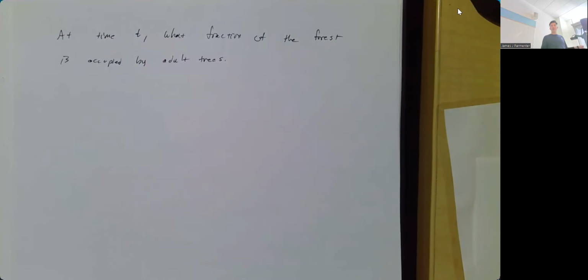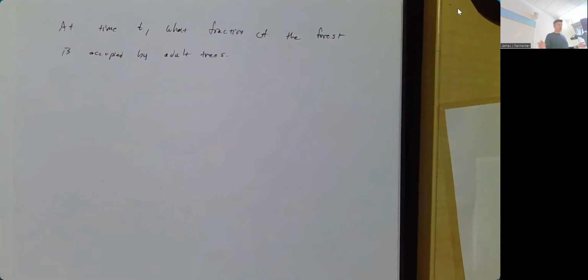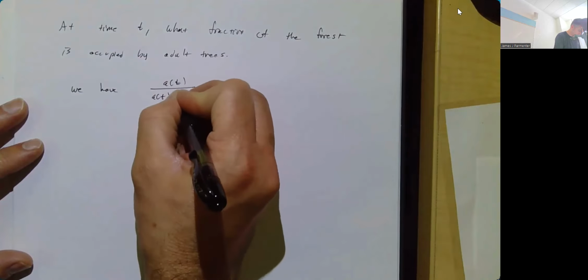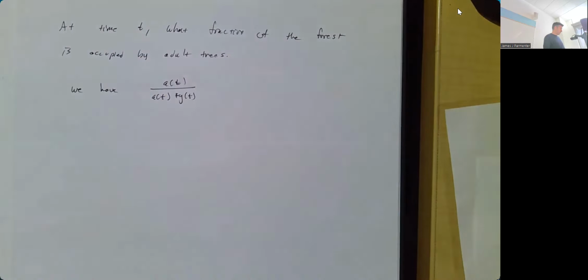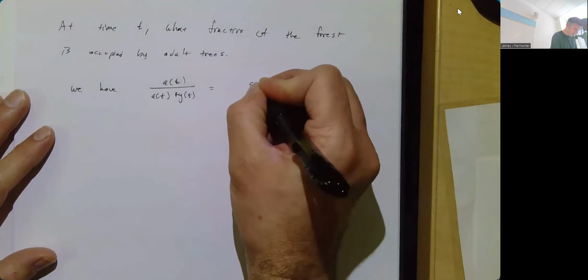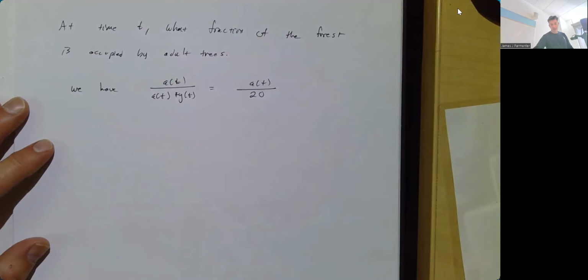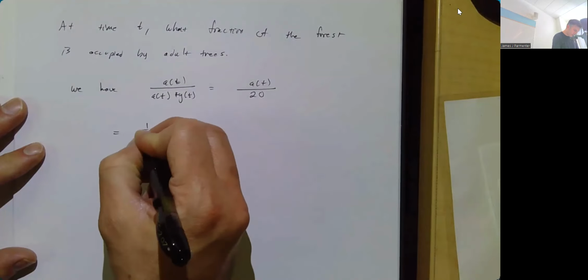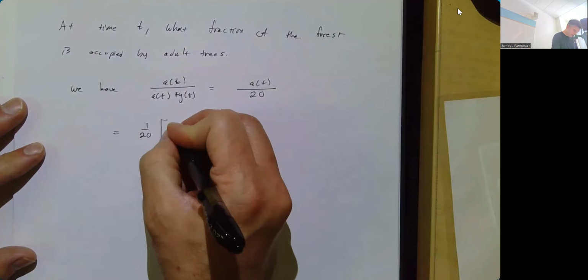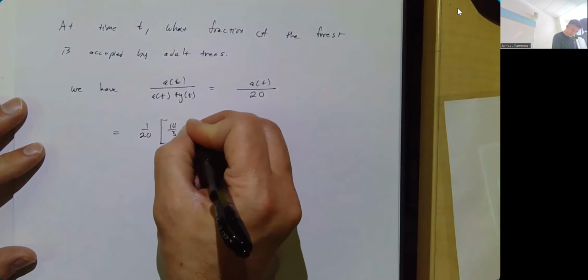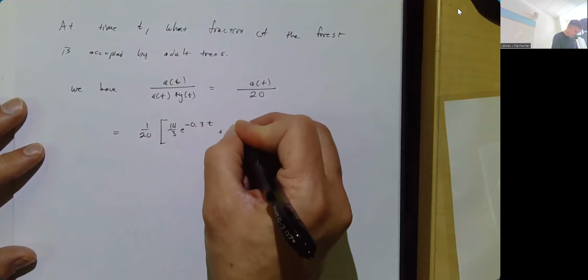Well, it's not too terrible. The fraction of adult trees is just A of t over the total amount of space, which is A of t plus G of t. But we know that A of t plus G of t is just 20. So we're really going to have A of t divided by 20. Looking back at what our A of t was, that's 1/20th times 14 thirds e to the negative 0.3 t plus 40 thirds.